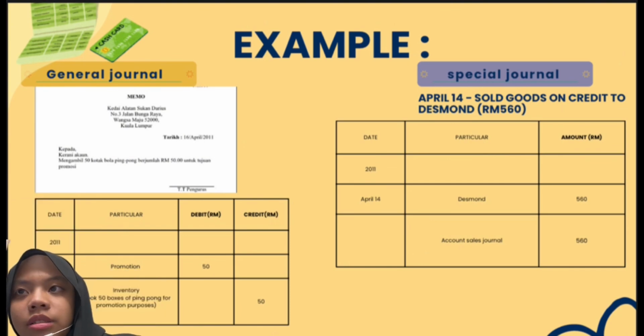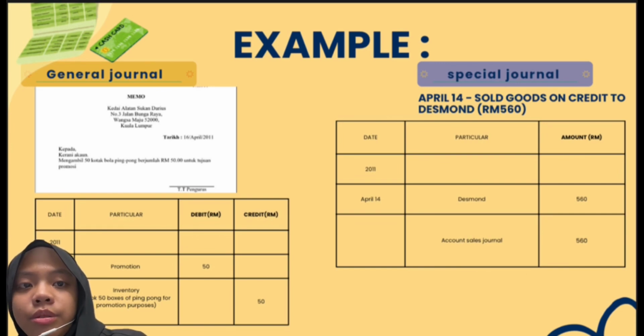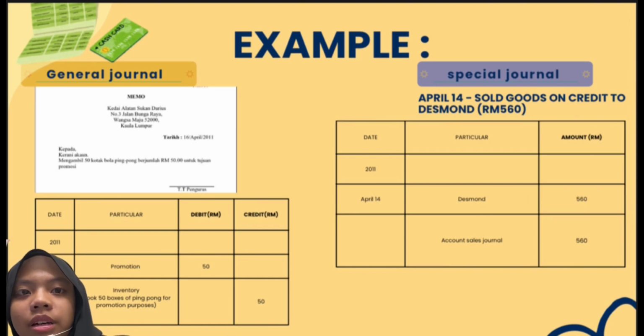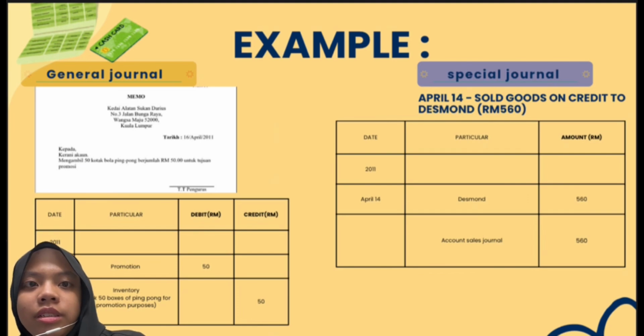For special journal, sold goods on credit to Just One. This is a sales transaction between business and customer. This is debit because this customer purchased this product, so the account receivable is increased, and the sales account is increased, which is credit.